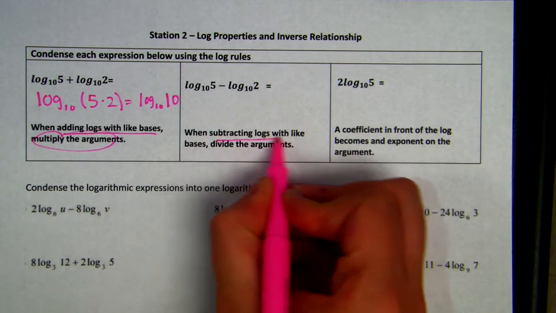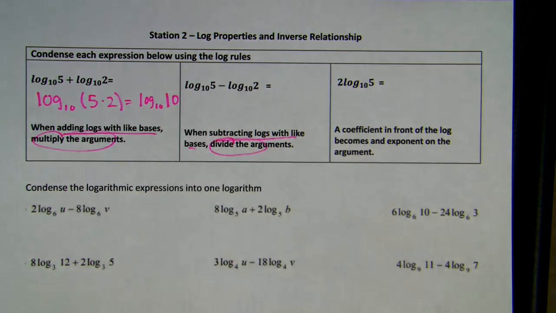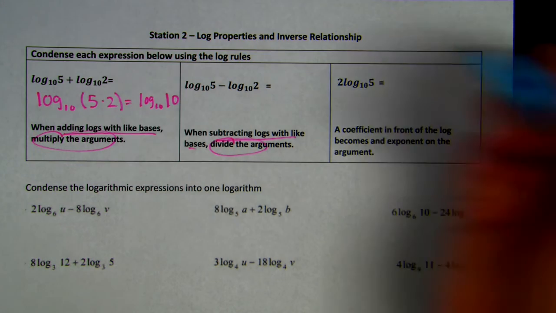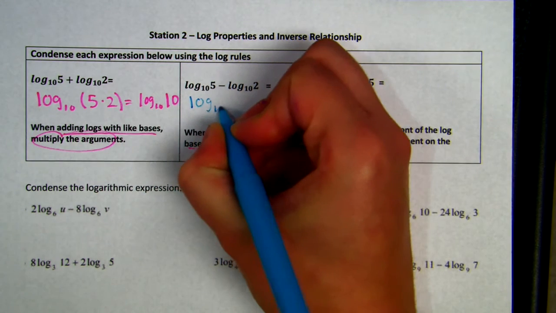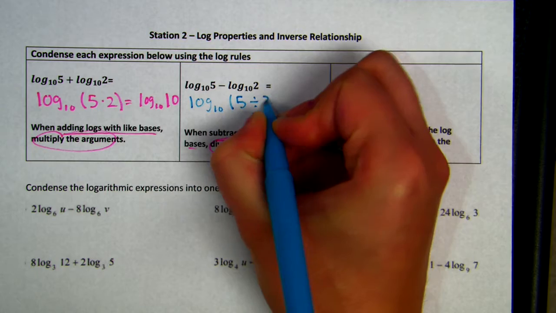Here we have, when subtracting logs with like bases, divide the arguments. I'll do this one in a different color. I have log base 10 of 5 divided by 2.